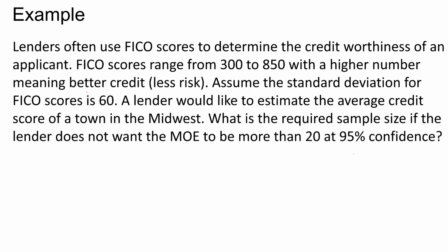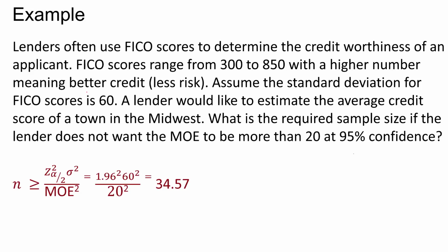FICO scores range from 300 to 850, with a higher number meaning better credit and less risk for the company. Assume the standard deviation for FICO scores is 60. A lender would like to estimate the average credit score of a town in the Midwest. What is the required sample size if the lender does not want the MOE to be more than 20 at 95% confidence? Well, I can use my formula.